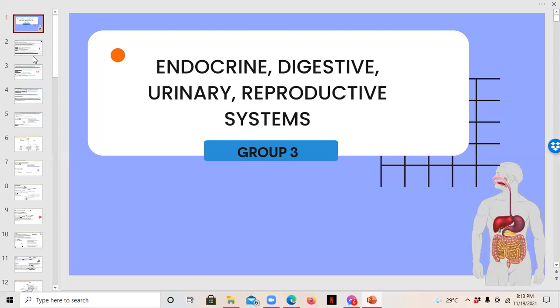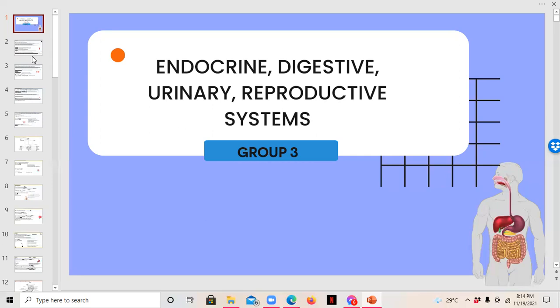Third, the urinary system, also known as the renal system or urinary tract, consists of the kidneys, ureters, bladder, and the urethra. The purpose of the urinary system is to eliminate waste from the body, regulate blood volume and blood pressure, control levels of electrolytes and metabolites, and regulate blood pH.